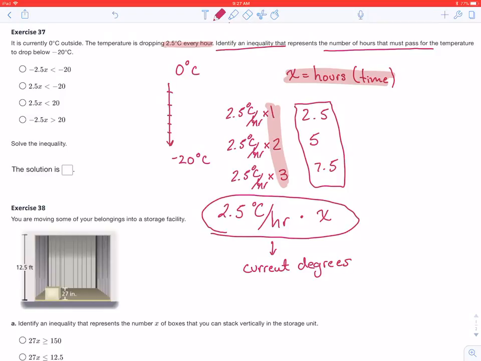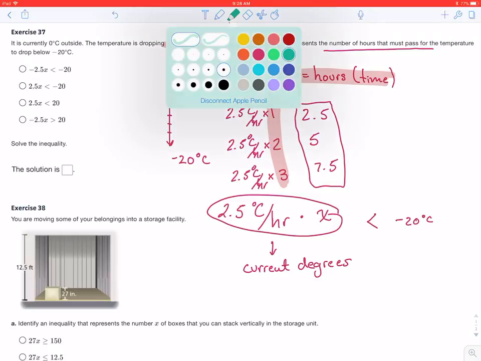And the question wants my current degrees to be less than or below negative 20 degrees Celsius. And if my current degrees needs to be below or less than negative 20 degrees Celsius, they would look something like this. And so I would use that as the reasoning to find what my inequality is going to be. My inequality is going to be 2.5 times x. x represents the number of hours that have passed. And together they represent the current degrees, just like we got from this table that we put over here.